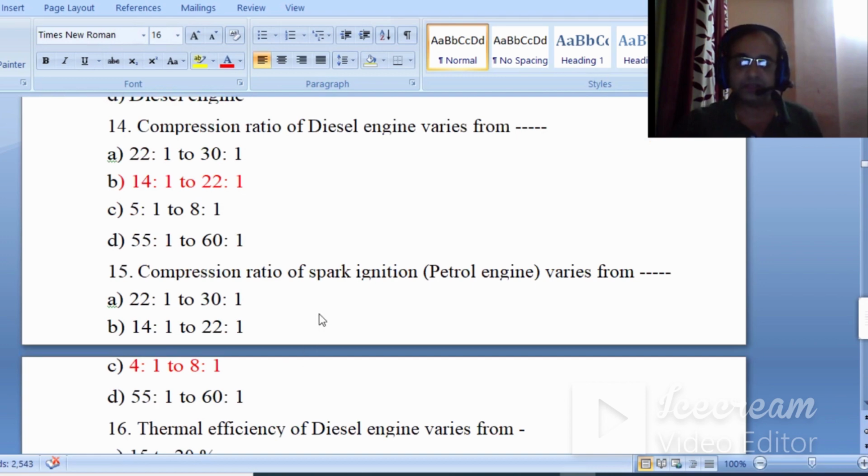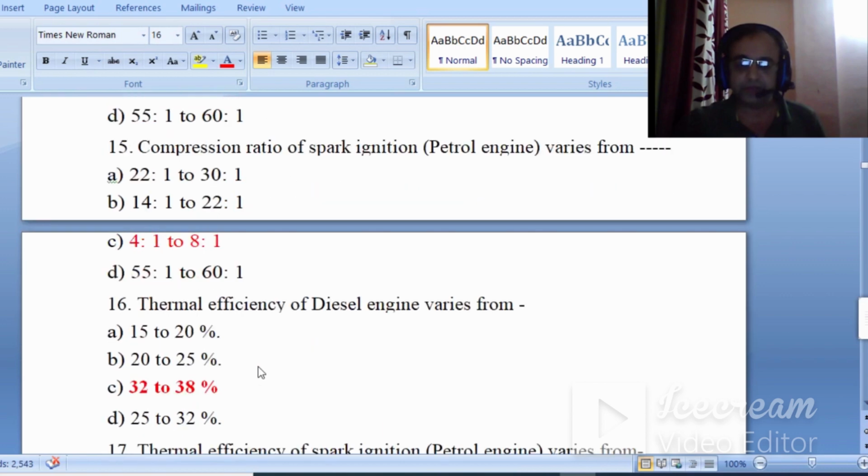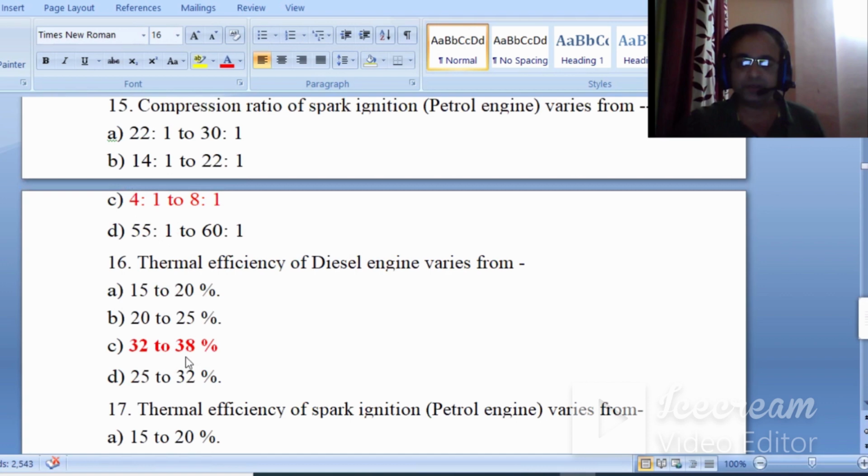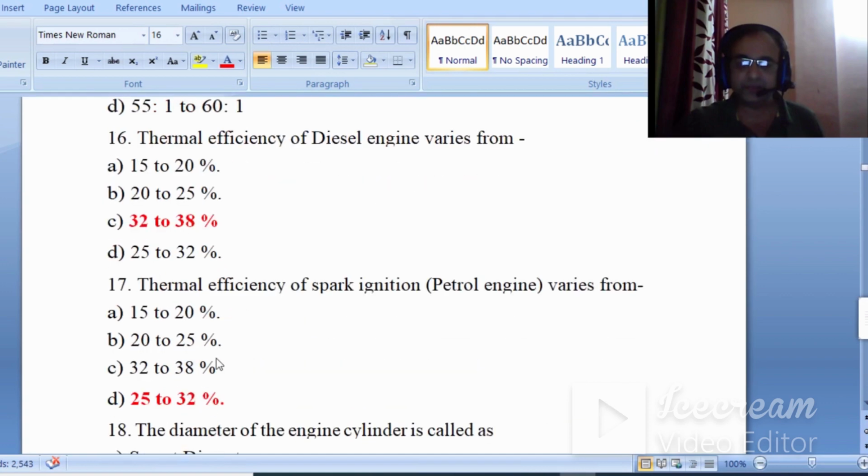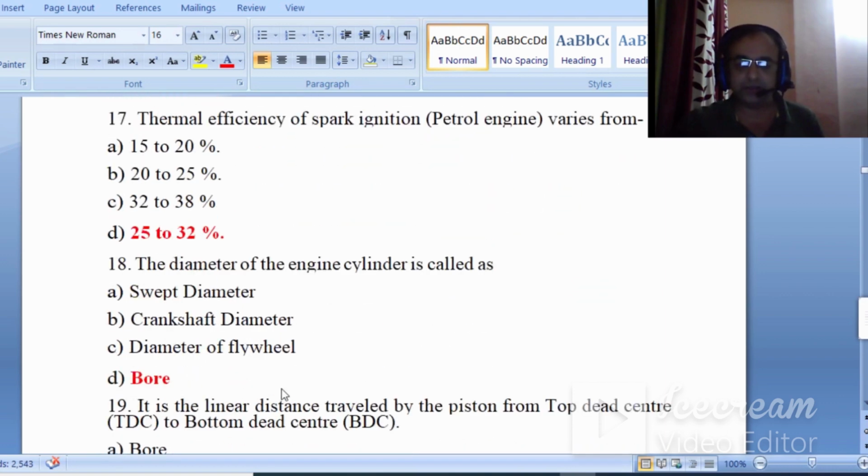Then the next question is compression ratio of spark ignition engine, that is petrol engine. It changes or it varies from 4 as to 1 to 8 as to 1. The thermal efficiency of diesel engine is about 30 to 38%. Then again, the thermal efficiency of spark ignition engine is about 25 to 32%. You should remember all these things so that you can achieve the marks.